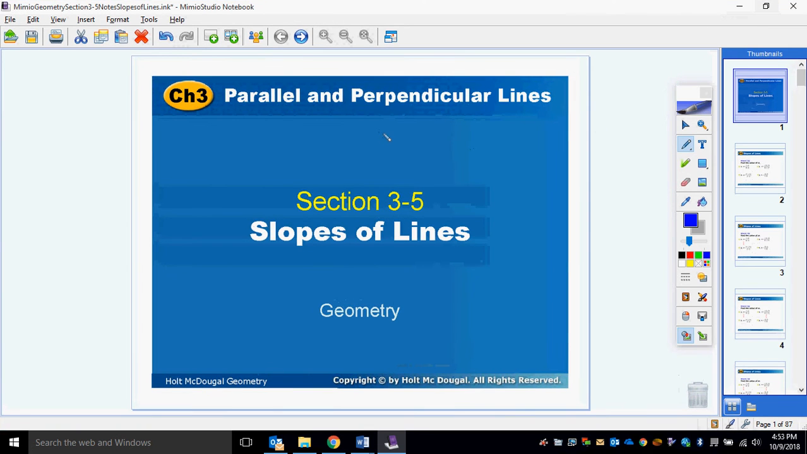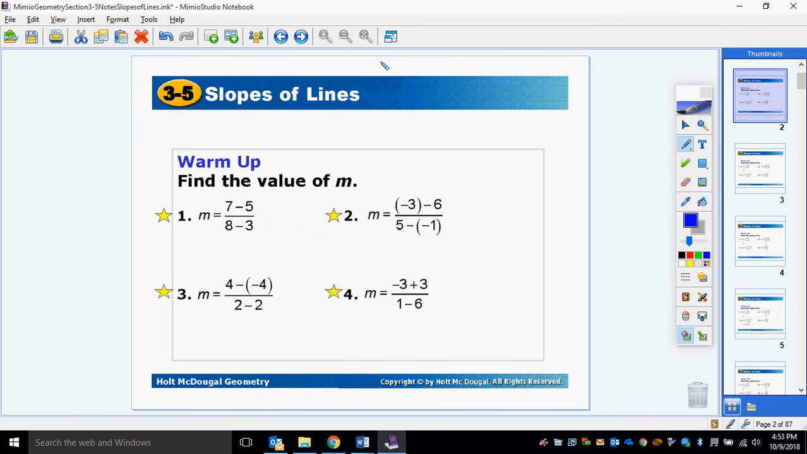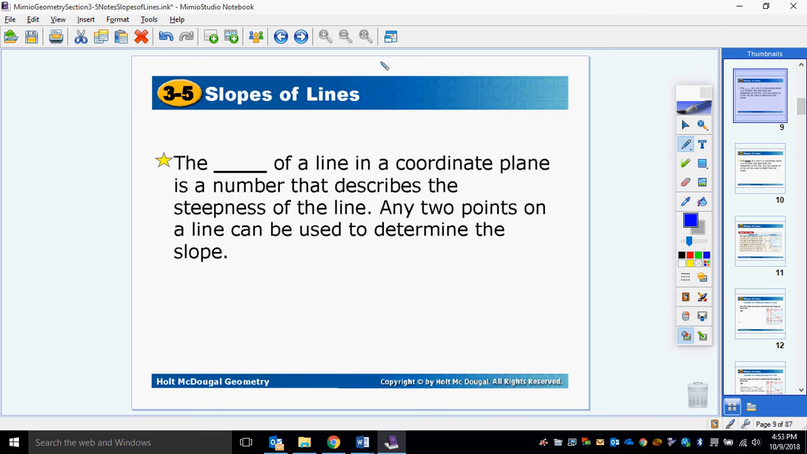Alright, this is 3.5, slopes of lines. We talked about this a little bit yesterday, so I'm going to go kind of quick through the first part as a review and then really dive in deep to the second part so that you're successful on your homework. So I'm going to skip these warm-ups. Again, you can find this on Google Classroom or on my website.